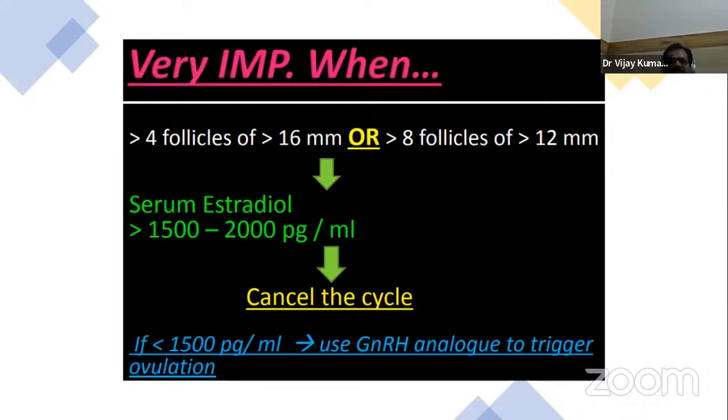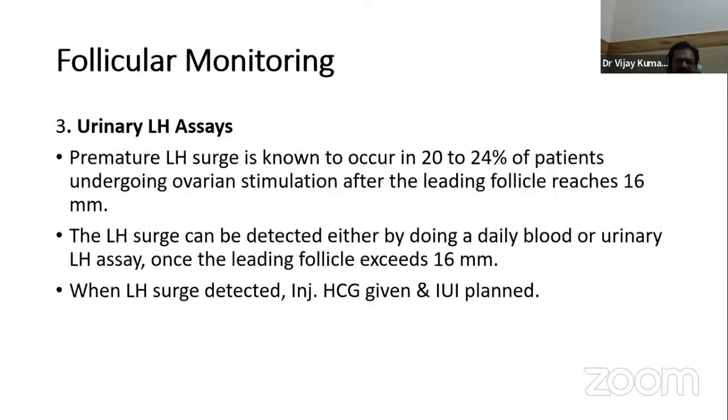A very important thing: if there are more than 4 follicles of more than 16 mm, or 8 follicles of more than 12 mm, and if the serum estradiol is about 1500 to 2000 picogram per ml, then it's better to cancel this cycle because they will end up with OHSS.